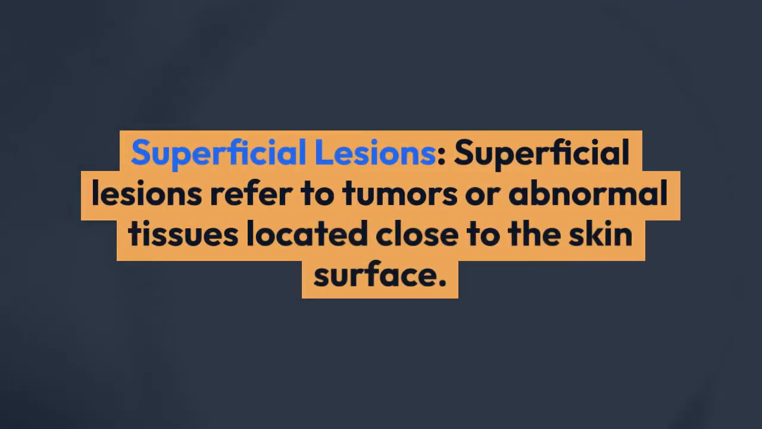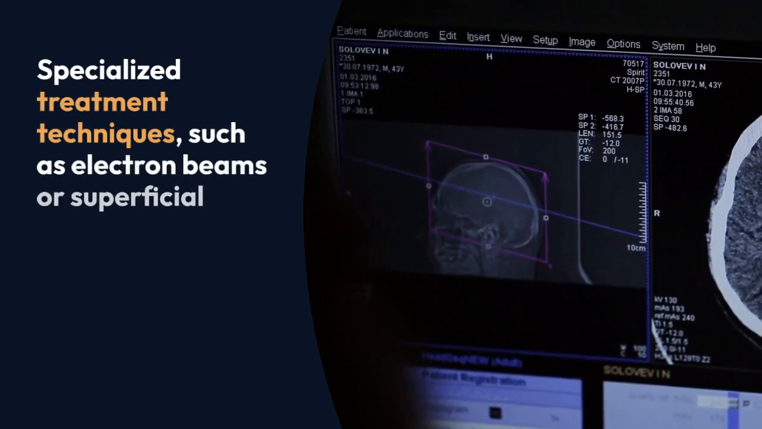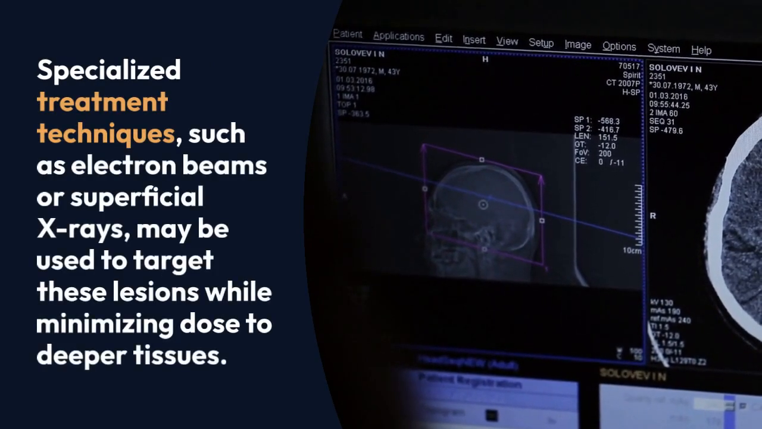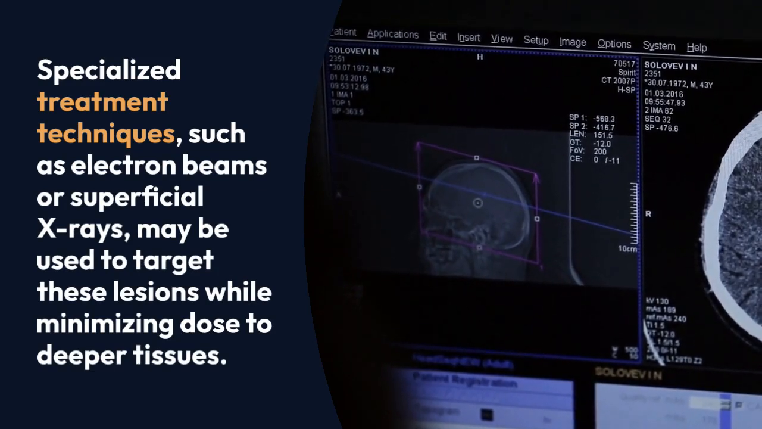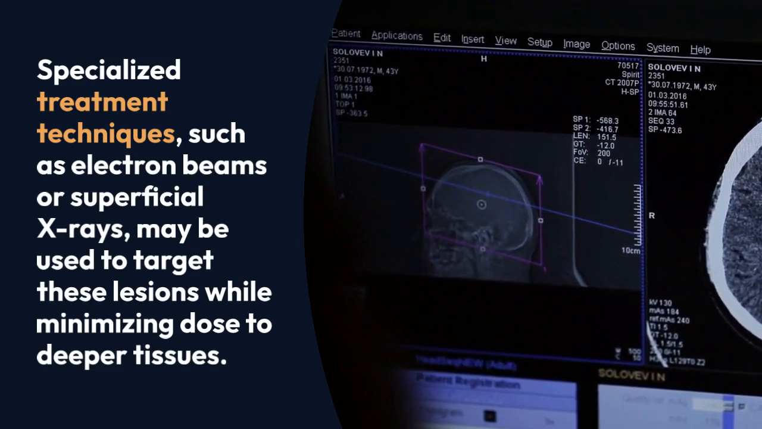Superficial lesions refers to the tumors or abnormal tissues located close to the skin surface. Specialized treatment techniques such as electron beams or superficial X-rays may be used to target these lesions while minimizing dose to deeper tissues.